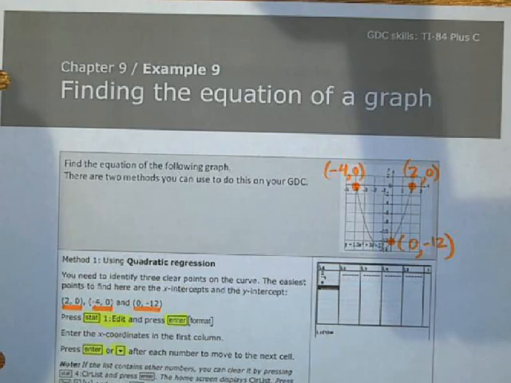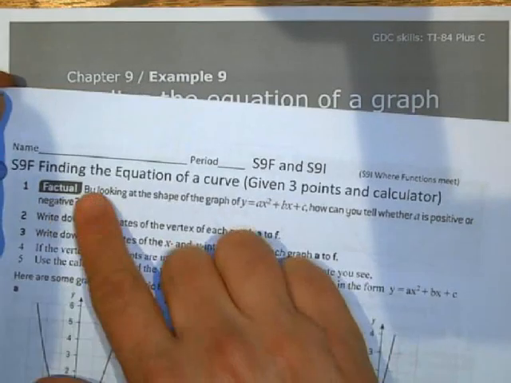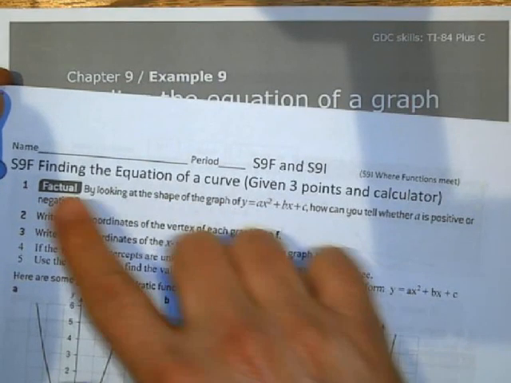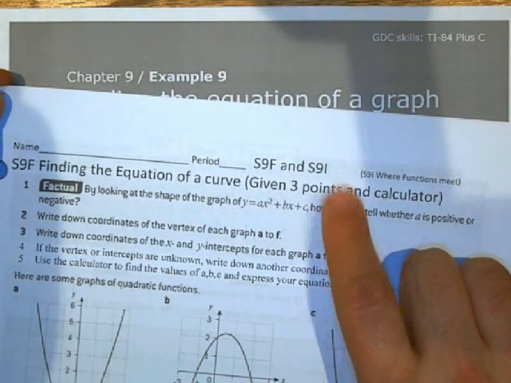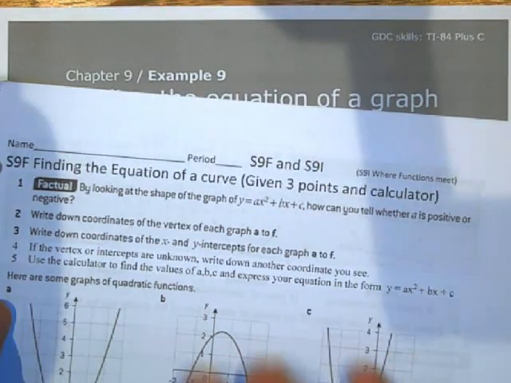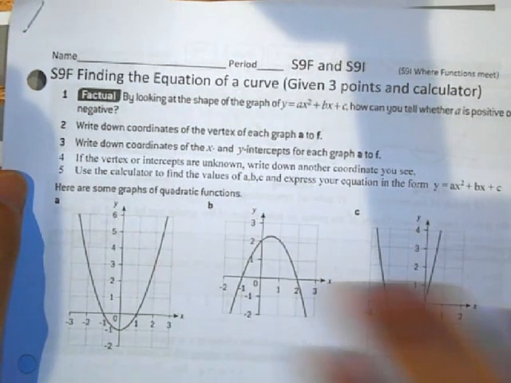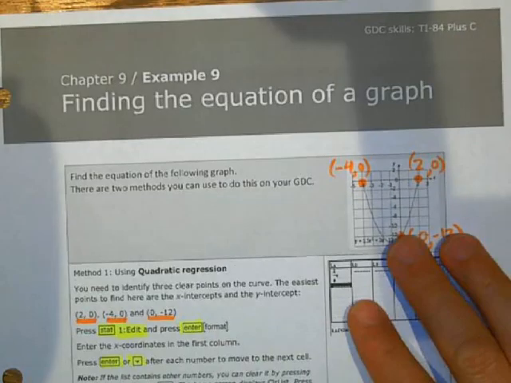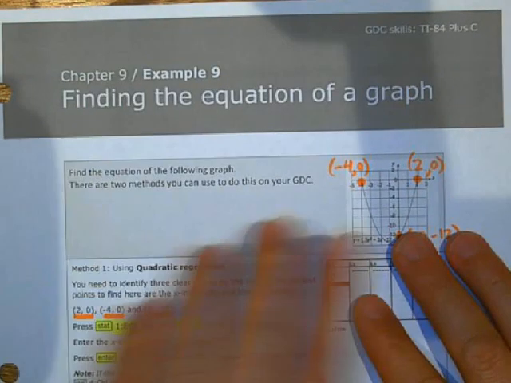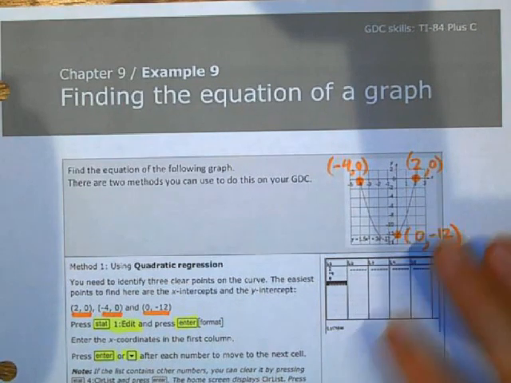Okay, we're going to talk about finding the equation of a curve, the S9F portion of this handout. Before, we figured out how to find the equation of the curve given the graph. We're going to look at this calculator instruction handout.